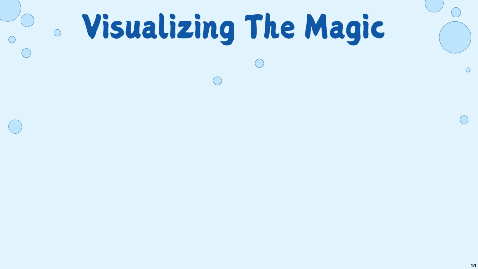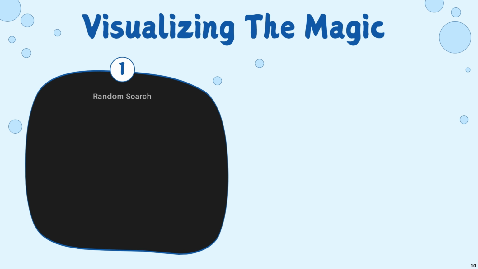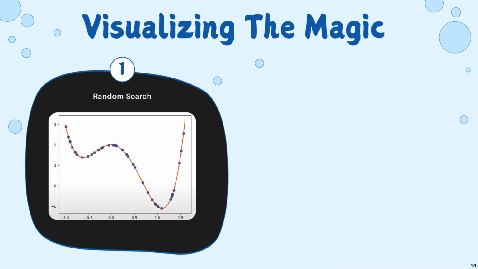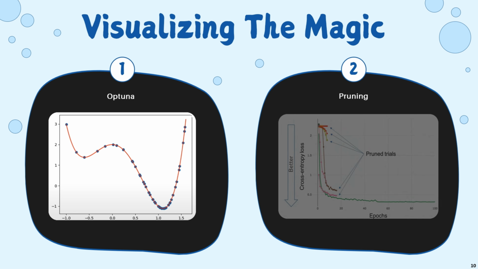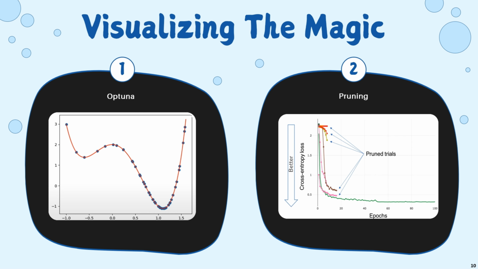Visualizing the magic behind Optuna. This is what random search looks like. What Optuna does differently is it focuses on its successful trials, making more trials where it has had the best results. Pruning will end trials if it seems like they will perform badly, saving time and resources.